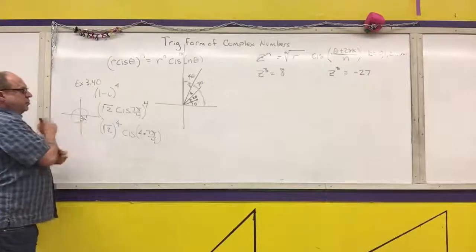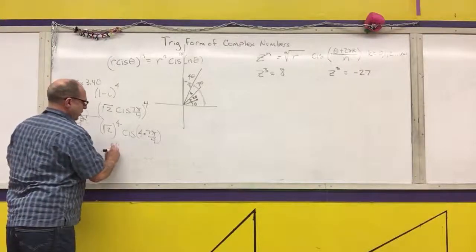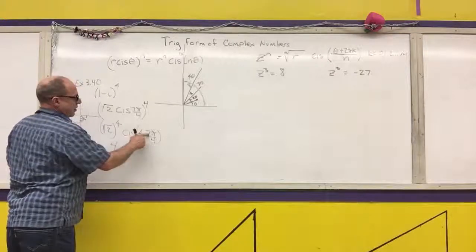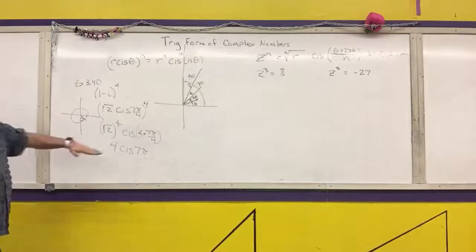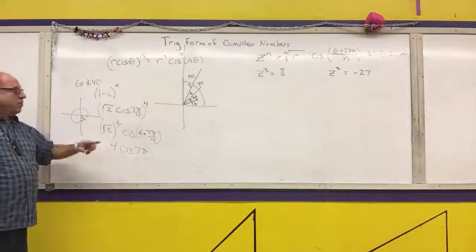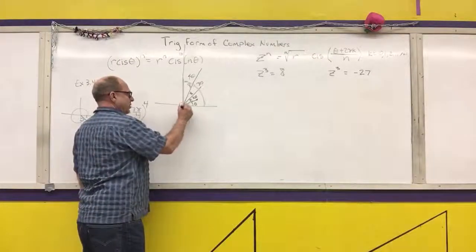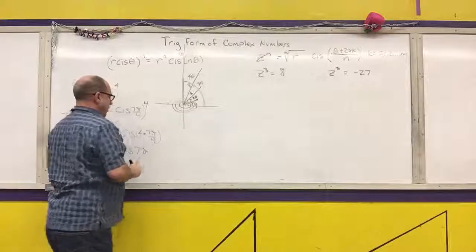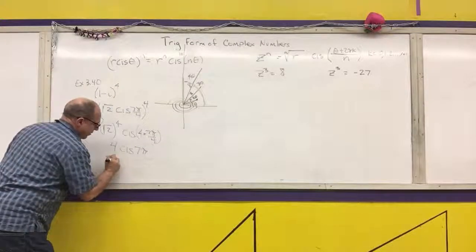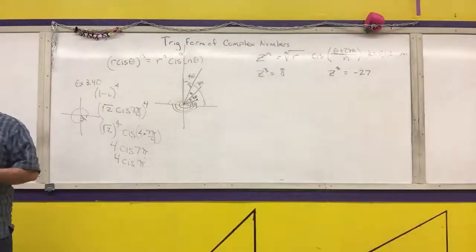Okay, the square root of 2 to the 4th is 2 squared, which is 4, cis 7 pi would be the answer for this one. Well, let's think about what 7 pi is. That is 1, 2, 3, 4, 5, 6, 7. So alternatively, you could write this as 4 cis pi, and you would still end up with the same answer.